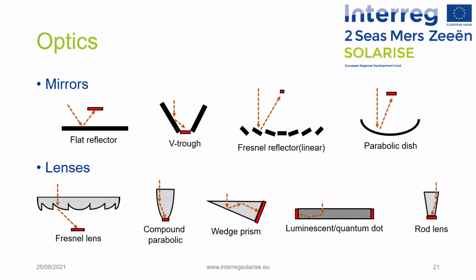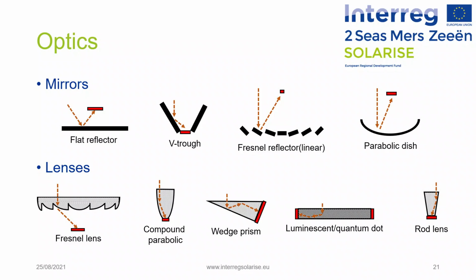Regarding the optics in CPV, there are actually two types of devices that are used. First, there are mirrors, which are devices that reflect solar radiation, and secondly, there are lenses, which are devices through which solar radiation passes. These two types of optics differ in their geometry, where a large number of configurations is possible. We present here only the most common ones, from the simplest one like the flat reflector or the vitraf, to the more complex ones such as the Fresnel reflector or lens, the parabolic dish or the rod lens.